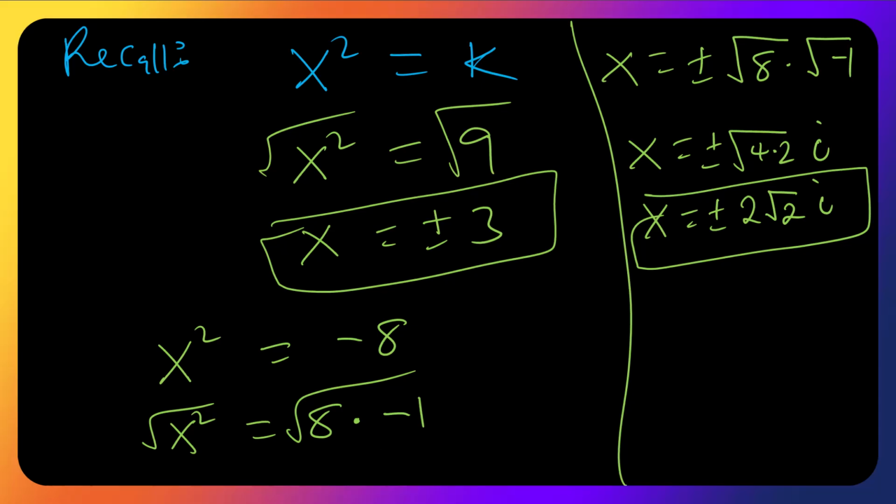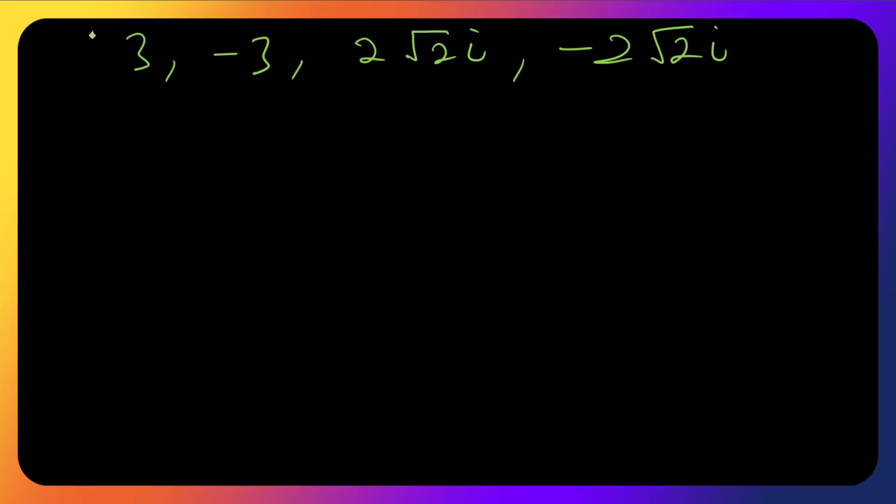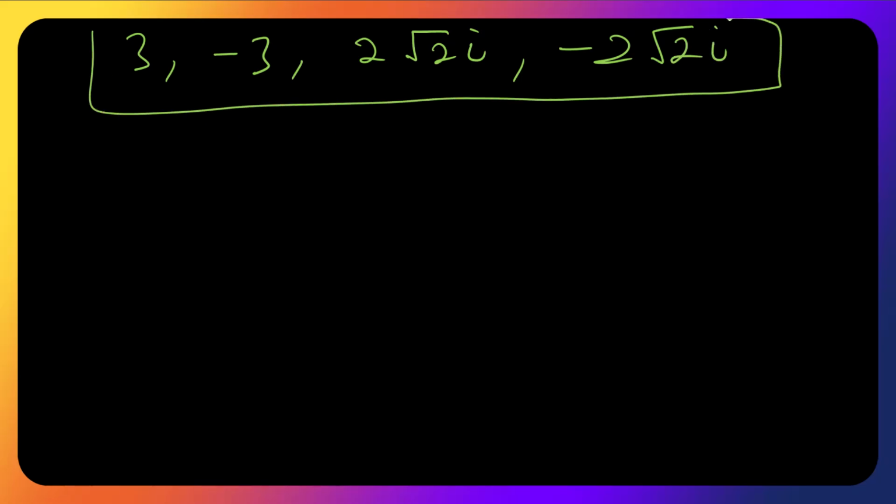So we have 4 solutions here. We have 3, minus 3, 2i, and minus 2i. So these are the solutions to that problem.